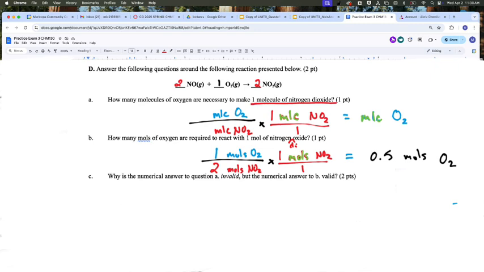Why is the numerical answer to question A invalid, but the numerical answer to question B valid? This is problematic because this means we need to know what A was. Okay? So we now got to go back to A and say, okay, what's going on within this? Where do we find the conversion factor that relates molecules of one substance to the molecules of another substance?